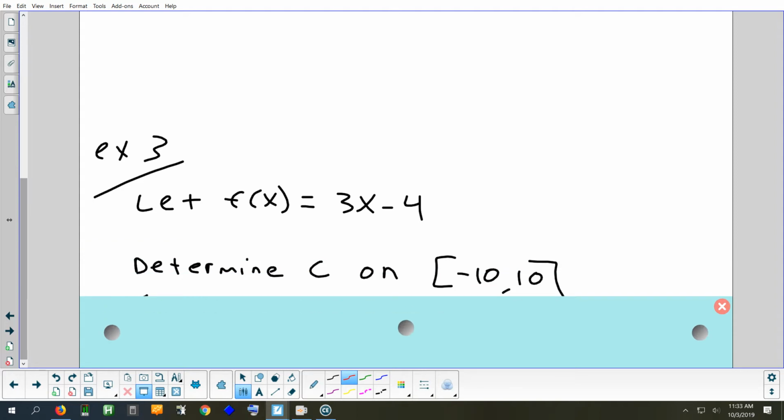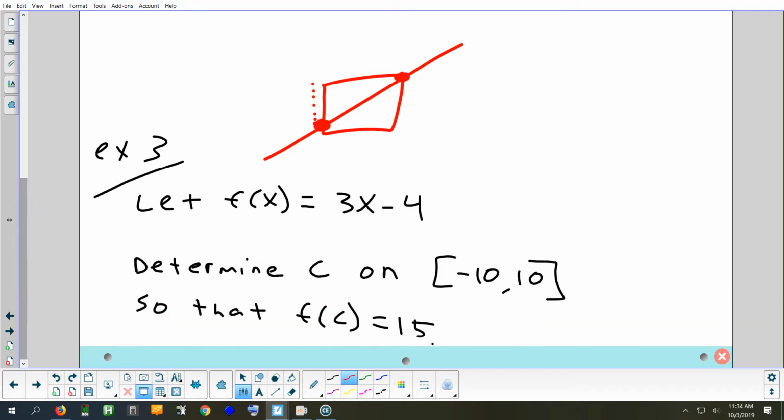So I want to look at the interval from negative 10 to 10. This line goes on forever. I'm basically going to look at a small section of it, from negative 10 to positive 10. Well, when you're at negative 10, you're at some y value. We'll figure out what it is in a second. When you get to positive 10, you're at a different y value. The key is you're going to go through all the y values from here up to there. You're going to go through every single one of them eventually. My question is, will you go through 15?